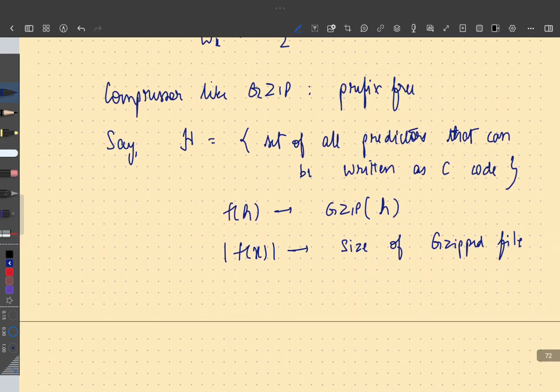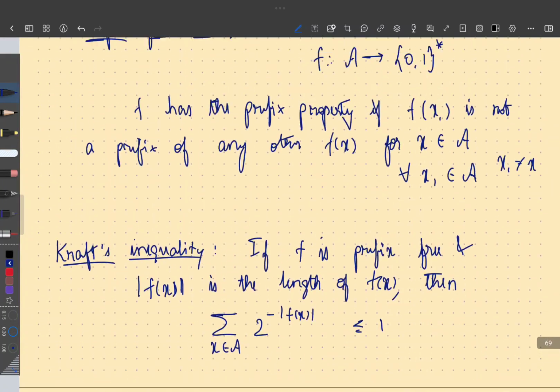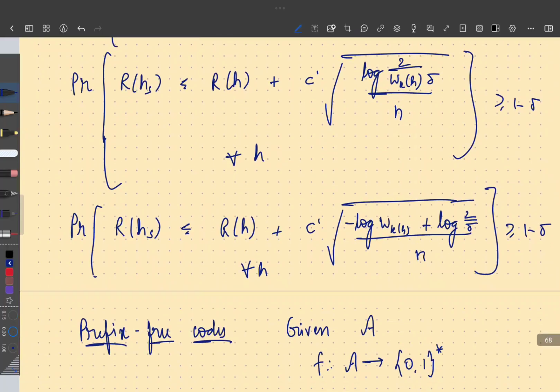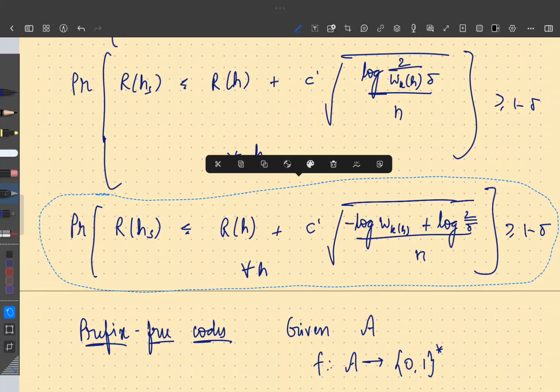So the size of f of x is basically the size of your gzipped file. Now if we plug this back in to our bound on the generalization error, what would this give us? Does gzip also guarantee compression, or it's like most likely compressed? It guarantees compression. Gzip, like a lot of the other zip algorithms, has an underlying compression algorithm that is what is called Lempel-Ziv. The Lempel-Ziv class of algorithms.